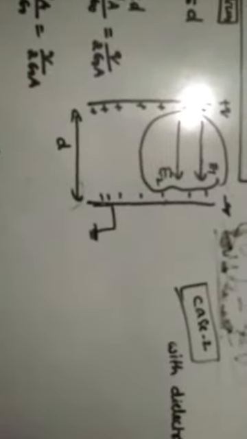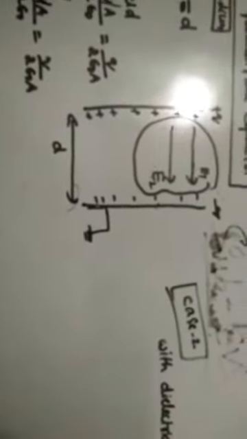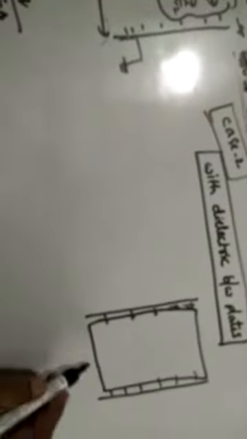Case 2, with dielectric between the plates. Listen carefully. This is the capacitor, and try to understand the diagram completely. This is the positive plate, this is the negative plate. Dielectric is completely filled here, so the total distance between the plates is completely covered by the dielectric.